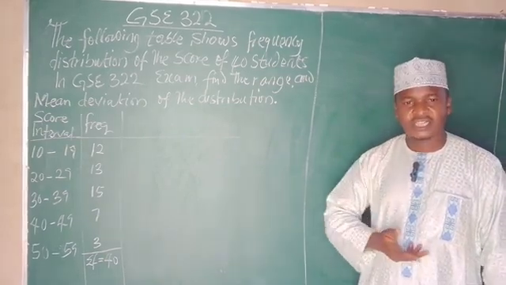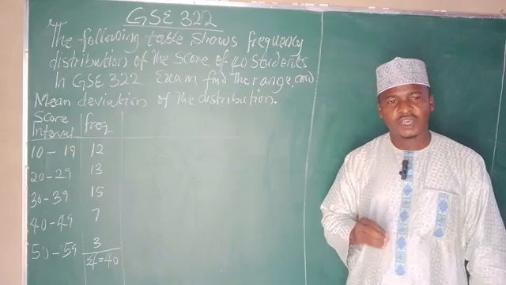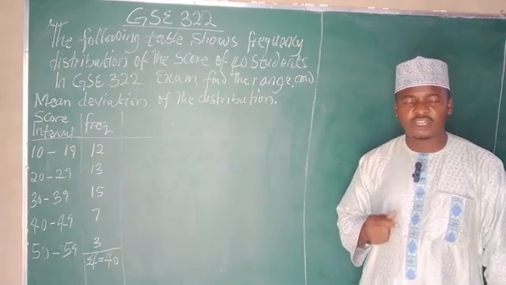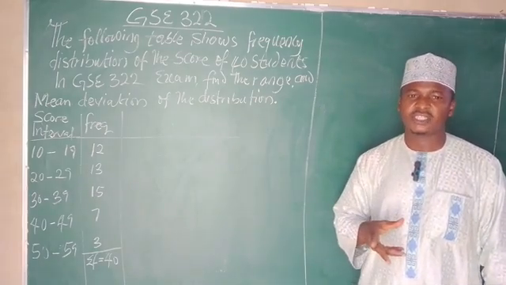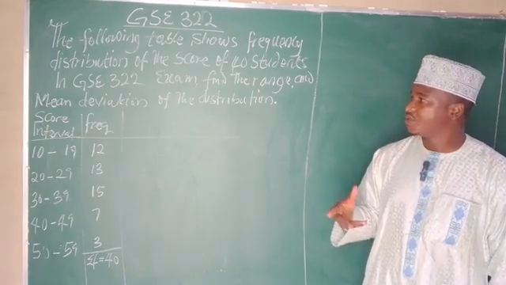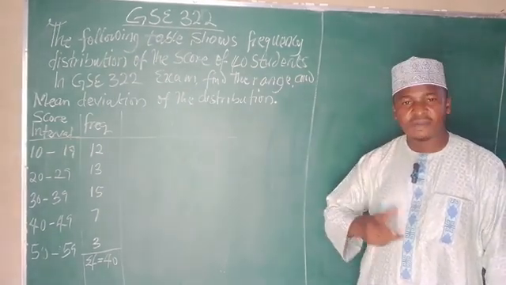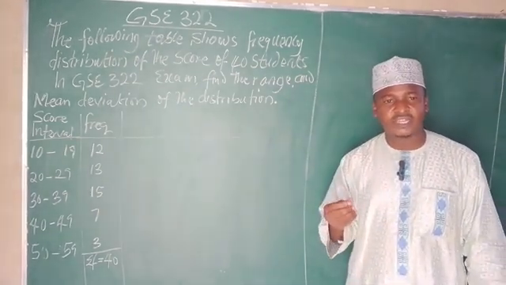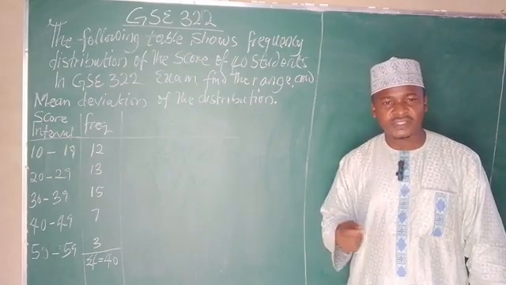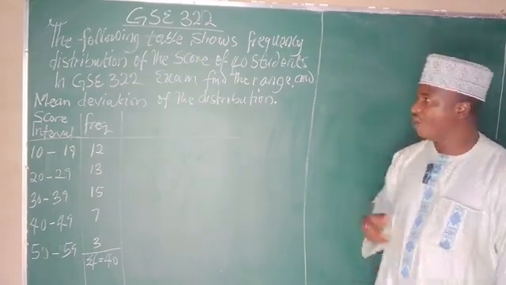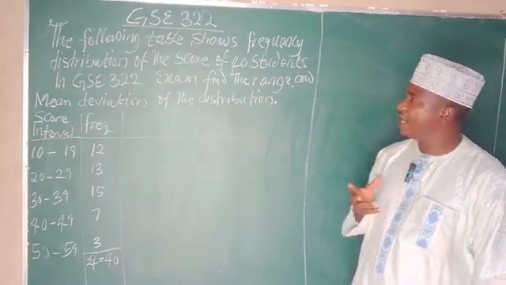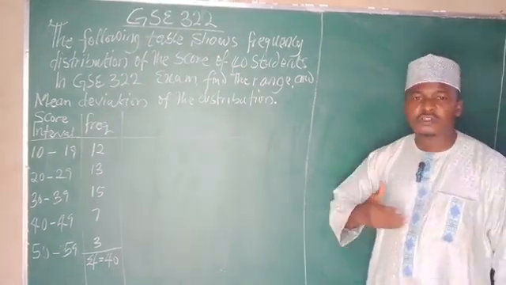Because in our last lecture, the 7th lecture, we discussed the measure of dispersion, where we found the mean deviation, the range, variance, and the standard deviation of ungrouped data. And here we are today to discuss grouped data.